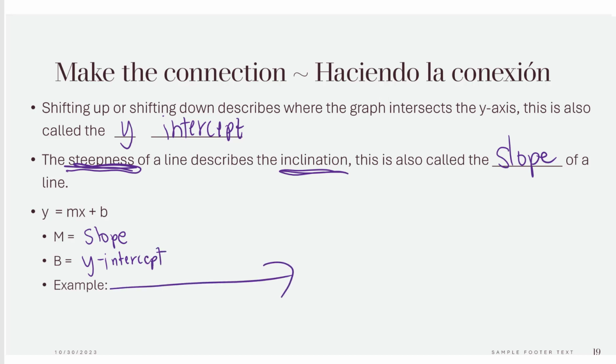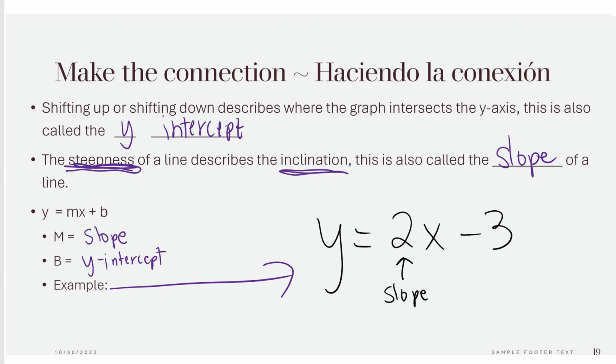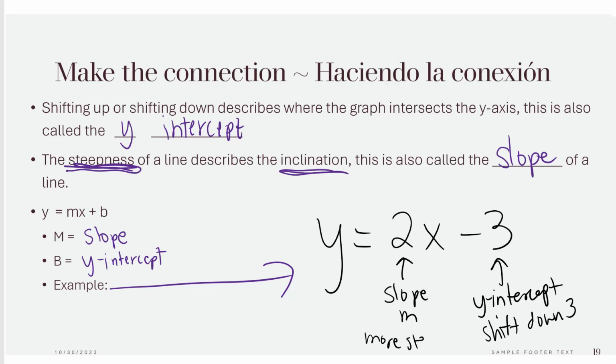Example, y equals 2x minus 3. 2 is slope, negative 3 is the y-intercept. That means we're going to shift down 3. Slope means it's more steep.